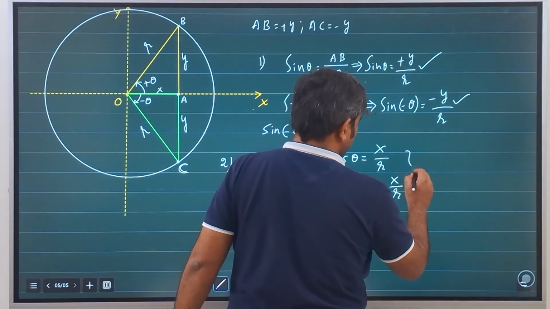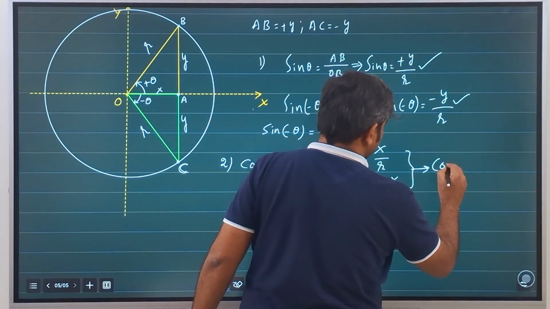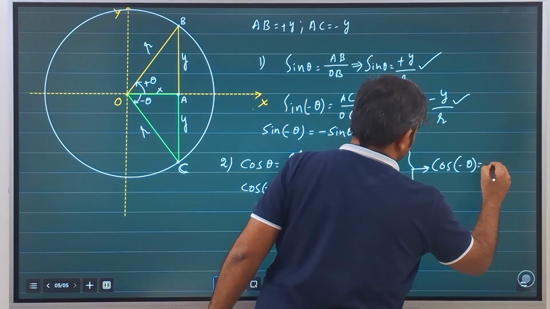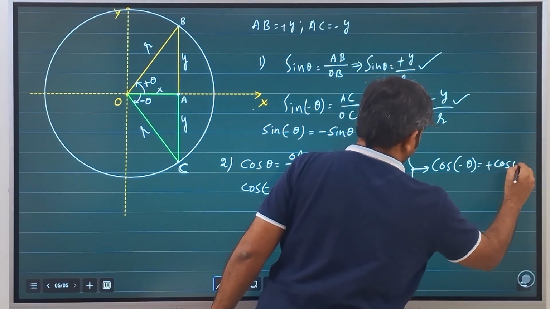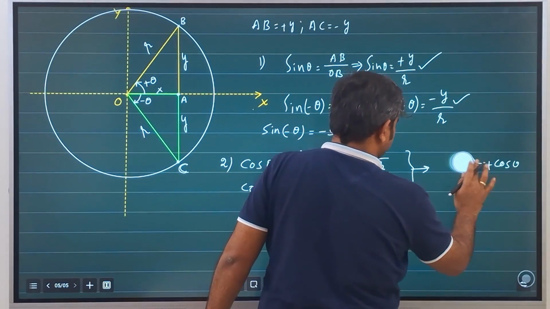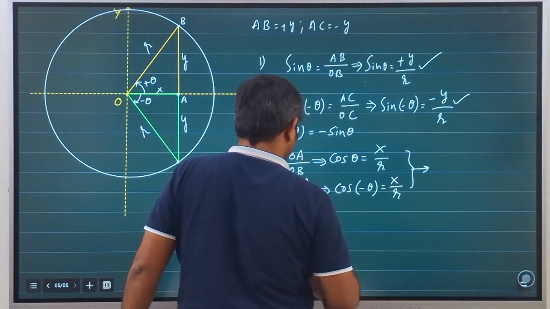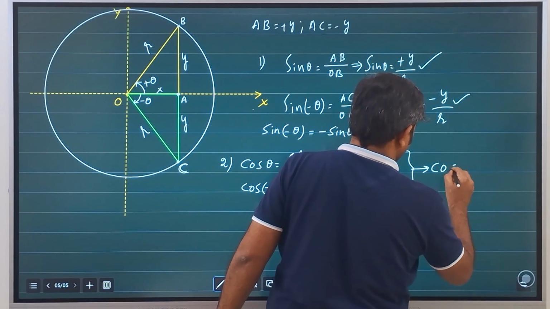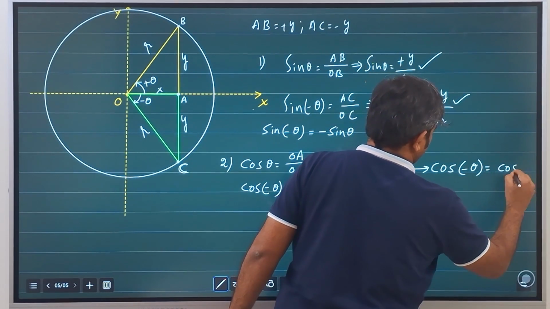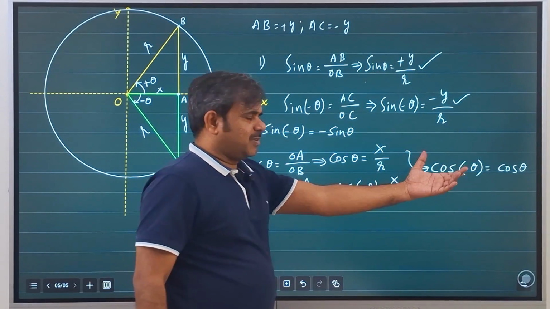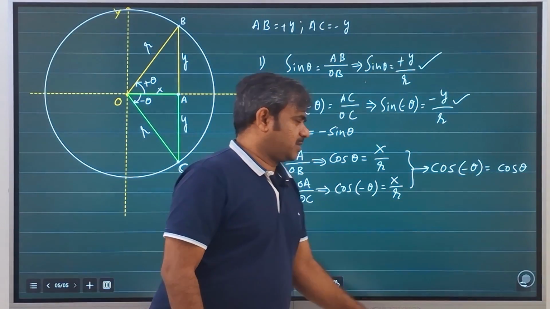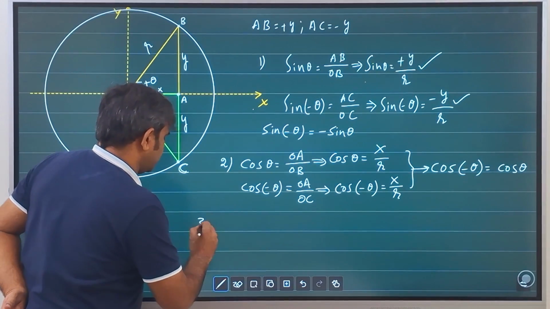So from these two, I can say that cos theta is an even function. Cos minus theta is equal to cos theta. Hence, this is an even function. So this satisfies the condition for even function. F of minus x is equal to f of x. Now coming to the third case.